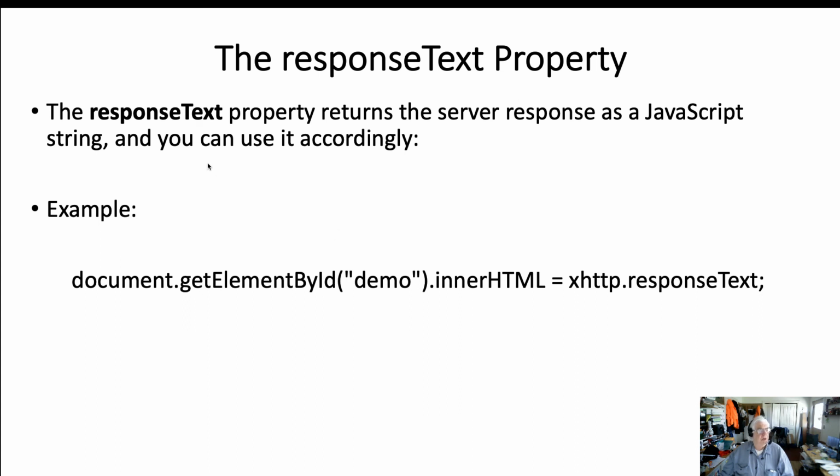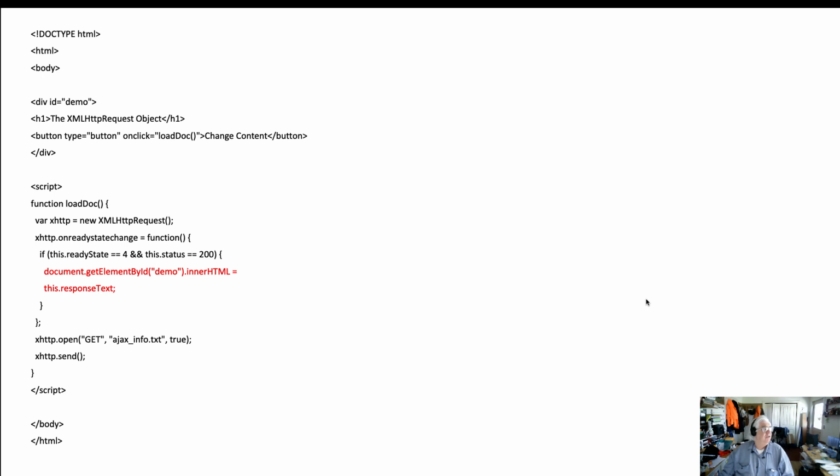The responseText property returns the data as a JavaScript string, and you can use it like document.getElementById demo, set its innerHTML to whatever came back on the response. So here's an example where we're doing just that.